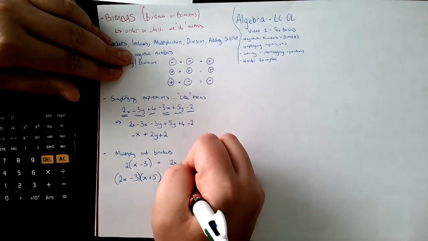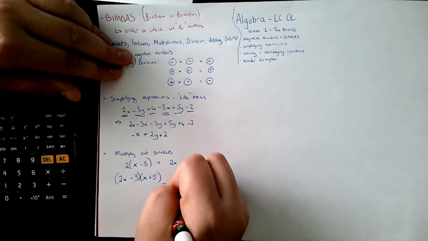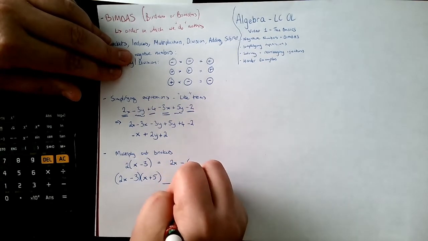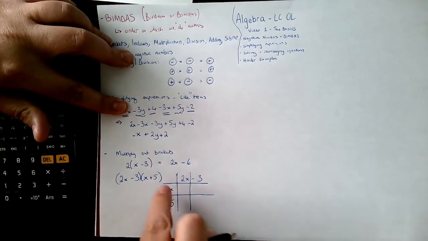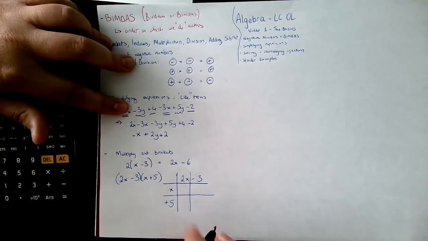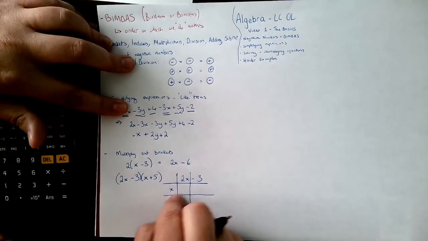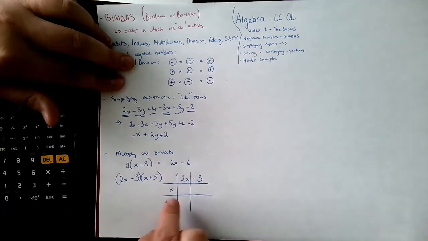So we've 2x minus 3 and we have x plus 5. It doesn't matter what order you do them in. You could put your x plus 5 up here and your 2x minus 3 down here. It doesn't matter. So what goes into this box is this multiplied by this.